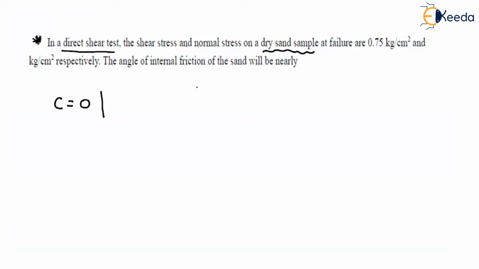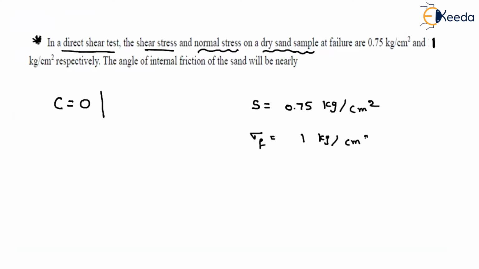At failure in the direct shear test, the observed shear stress, let us say represented with S, is 0.75 kg per centimeter square. The normal stress at failure, let us represent it with sigma, is 1 kg per centimeter square. Now what we have to find is the angle of friction of the sand.